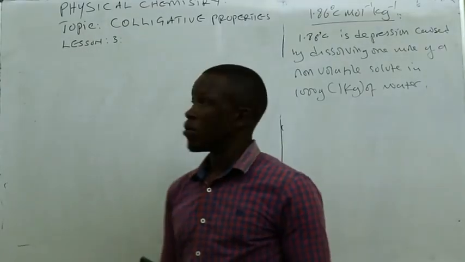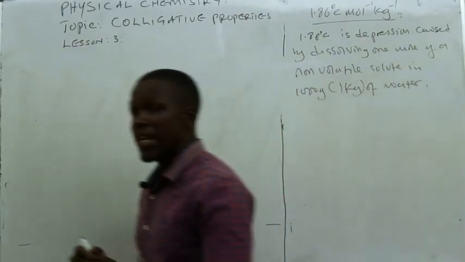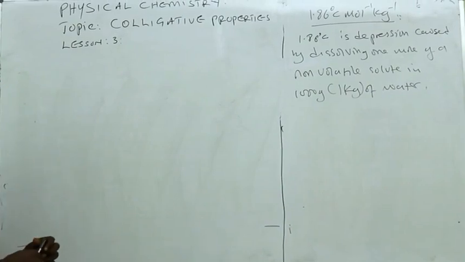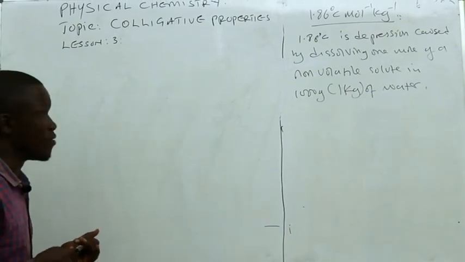Okay, welcome to lesson 3. I want us to look at how we can now use colligative properties to calculate relative molecular mass.